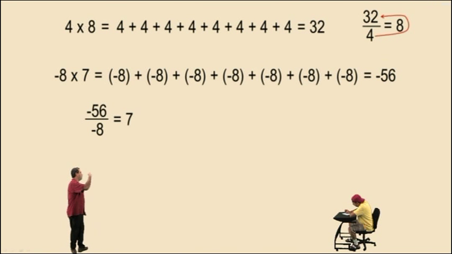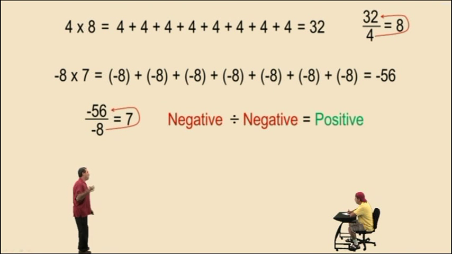Positive 7. And remember this pattern? Negative 8 times 7 is negative 56. That's because a negative times a positive has to be negative. So what does this tell us about division problems with 2 negative numbers? It must be true then that a negative divided by a negative has to be positive. Otherwise, that little pattern would not work.